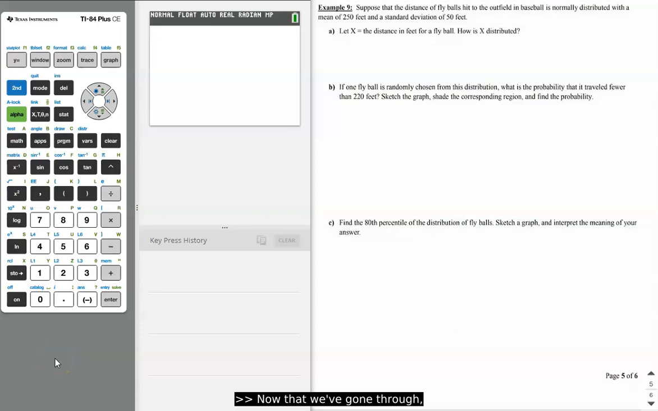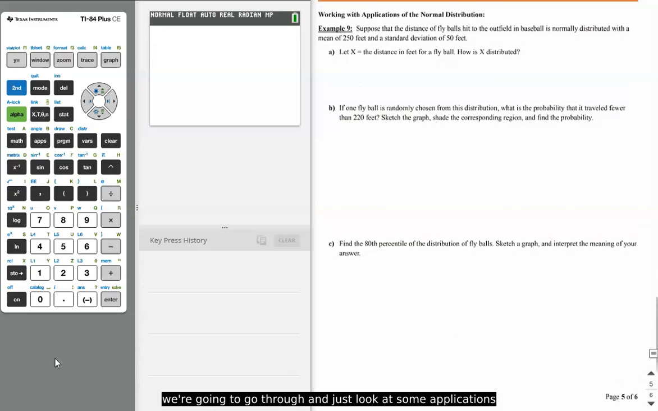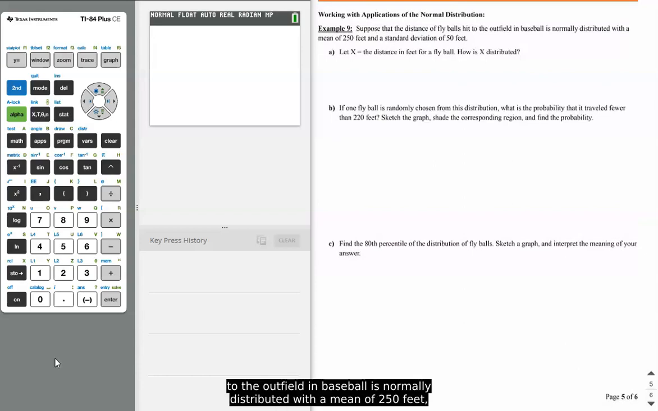So now that we've gone through and looked at how to find z-scores given our raw data in our calculator, and how to find probabilities also with technology, we're going to look at some applications with the normal distribution. Example 9 says, suppose that the distance of fly balls hit to the outfield in baseball is normally distributed with a mean of 250 feet and a standard deviation of 50 feet. Let x equal the distance in feet for a fly ball.